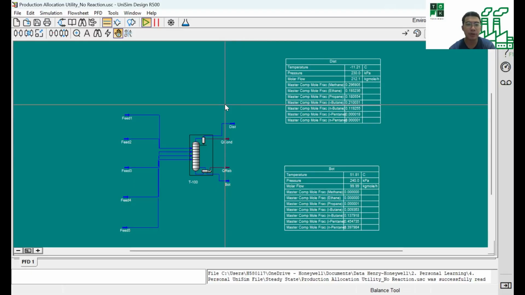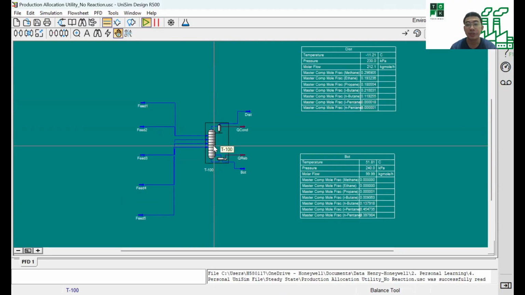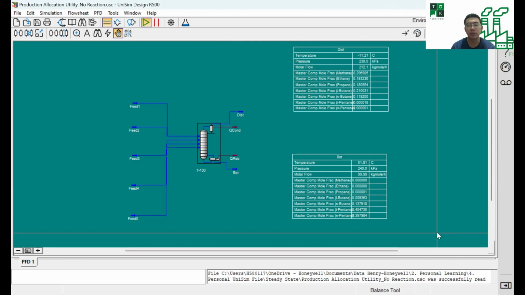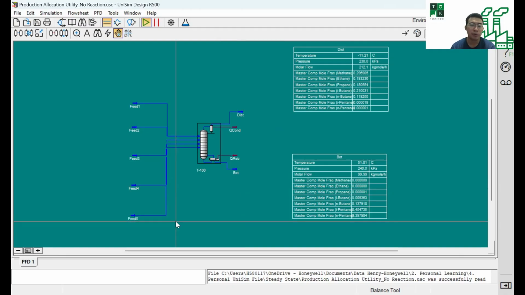Alright, so this is the first demonstration where I want to demonstrate production allocation utility to a non-reactive system. So I have a very simple case here for distillation. As a disclaimer, I didn't build this flowsheet based on any PFD heat and mass balance, so I just created a simple and random flowsheet. But here what I want to show you is a system where I have multiple feed. I want to know the contribution of each feed to the product stream.